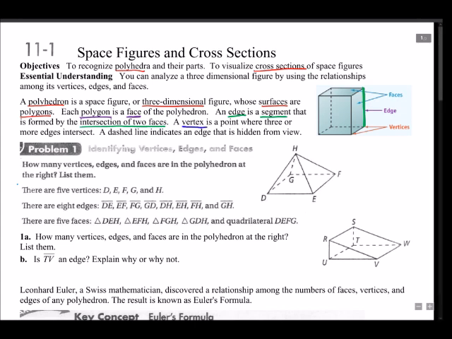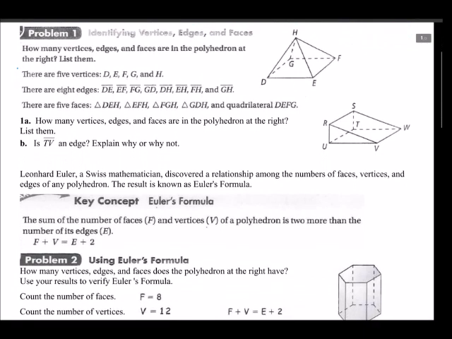And a vertex is a point where three or more edges intersect. And we know what vertices are in our polyhedrons here. This is where the edges of our faces are intersecting. And a dashed line indicates that an edge is hidden from view. And we have seen this before. This just means that it's behind the figure. Sometimes it just makes it a little easier to see. So let's take this information and start with our first problem here.